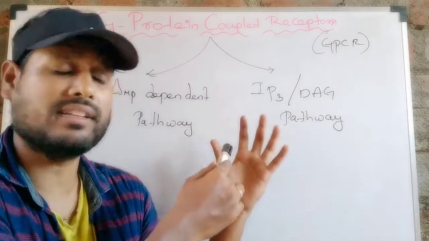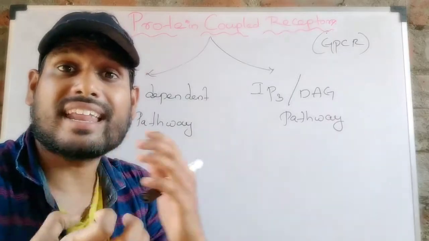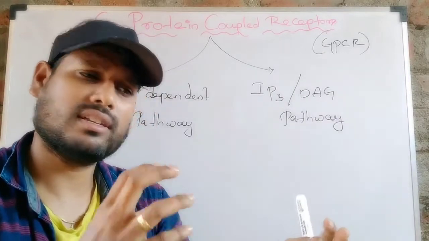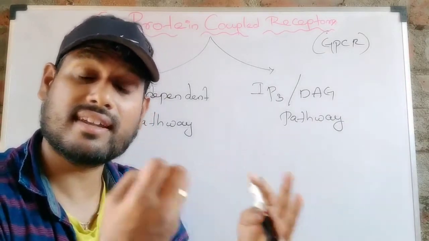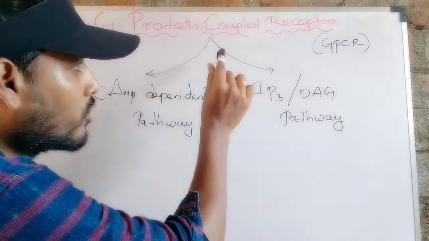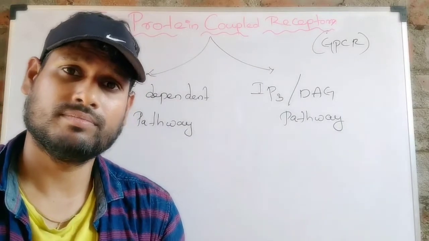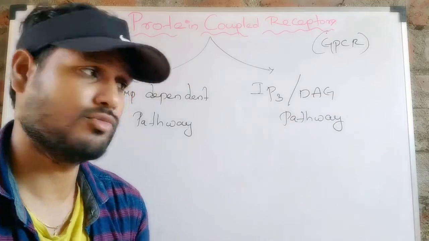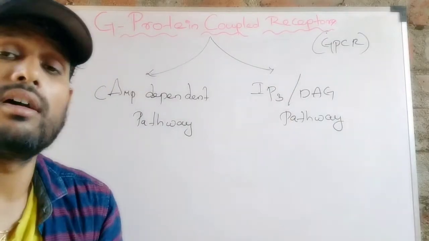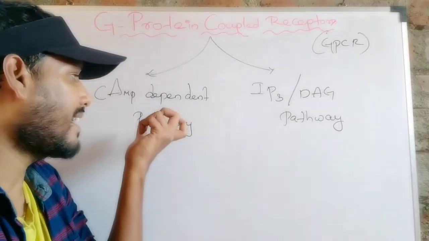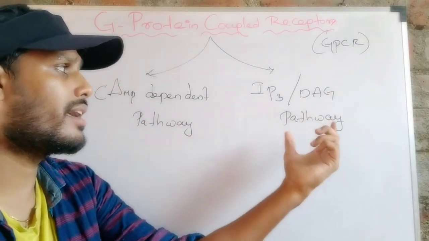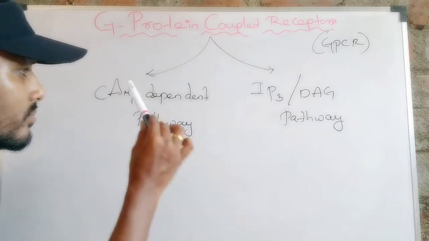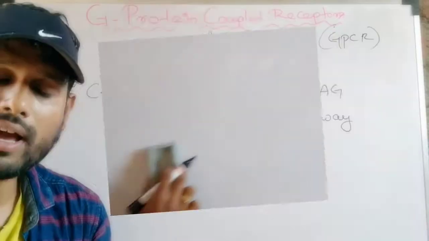The main part is how your taste sensation happens. You taste particular food items, you sense the taste, right? That is because of the G protein coupled receptors. That's why you have to know about the G protein coupled receptor mechanism. We have two types of pathway mechanisms: the cyclic AMP dependent pathway and the IP3 or DAG pathway. Let's see the cyclic AMP dependent pathway.